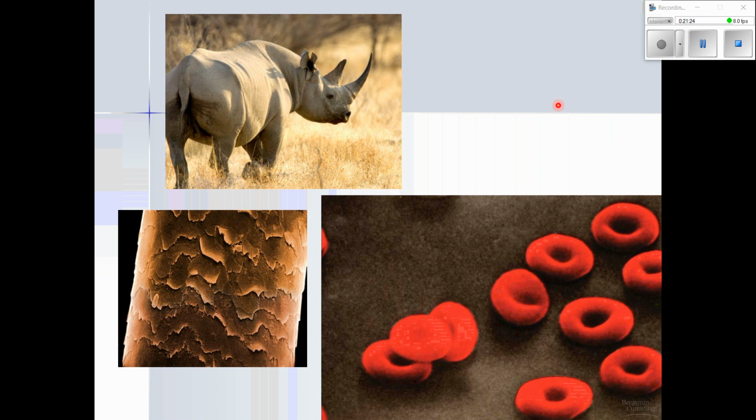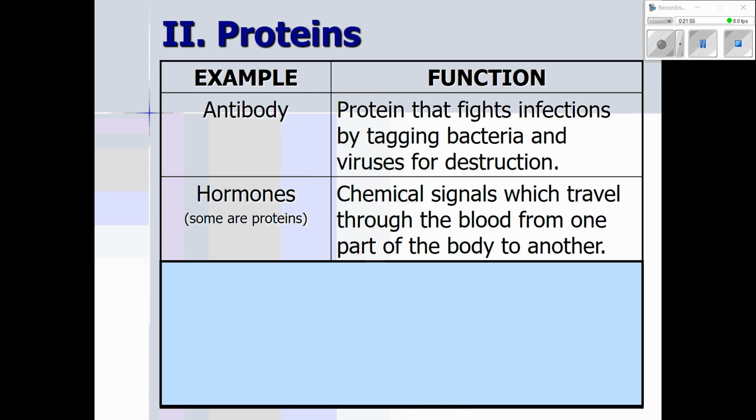Here's some nice photos. In this close-up of a hair follicle, you can see the layers of keratin protein on the surface of that hair. We can see the red color of these red blood cells. That's the hemoglobin protein. And then keratin protein, of course, would be found in this rhinoceros's horn. Let's go through a few more examples of important proteins.